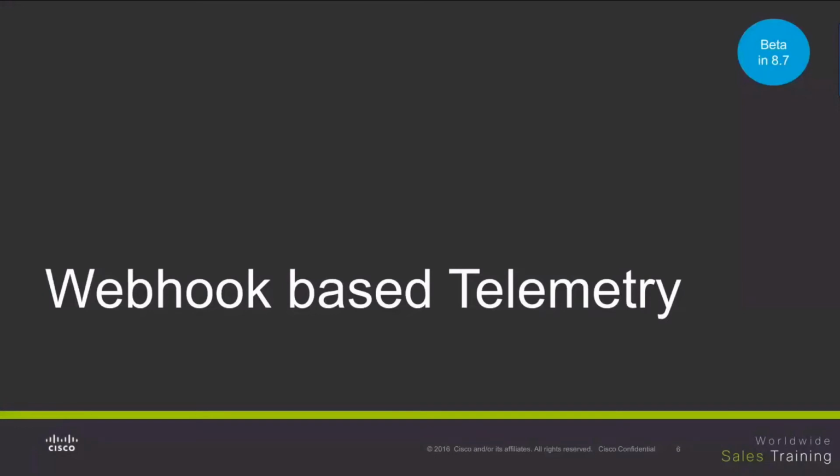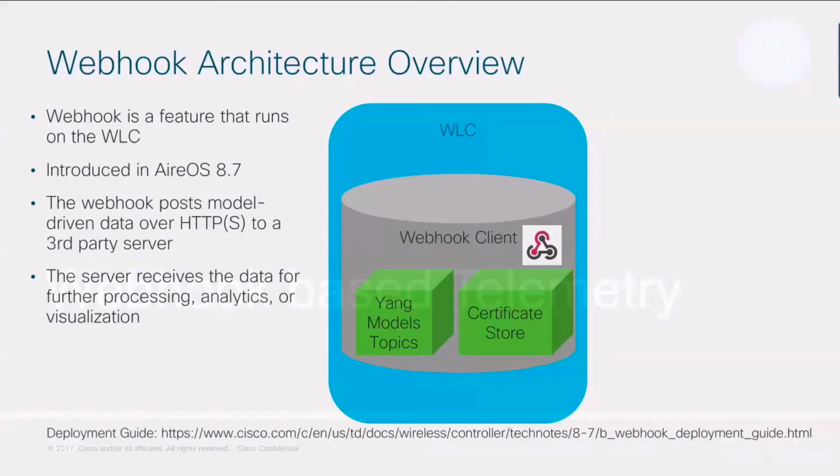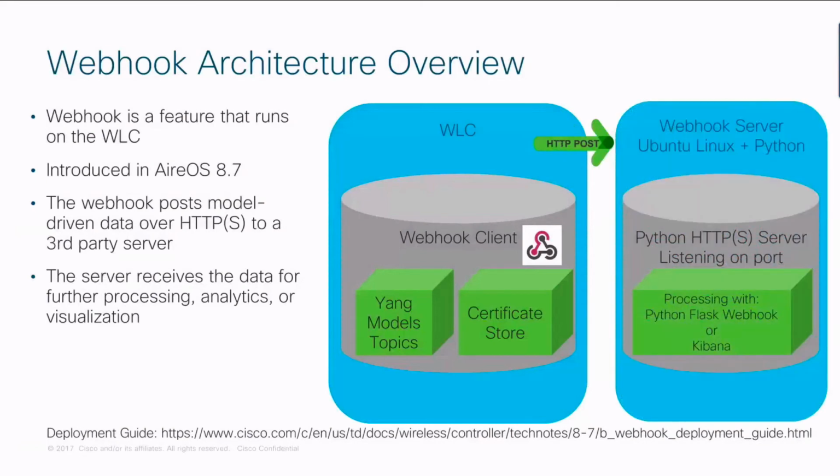So the webhook client runs within the WLC and exposes information over a HTTPS connection to an external third-party server. This information is called a payload, and each payload contains a unique set of information that is defined via Yang models. These payloads contain operational data about the status of the WLC, including access point, client, and system-level information. I'll discuss the HTTPS and DNS considerations, as well as the payloads and configuration in the next couple of slides.